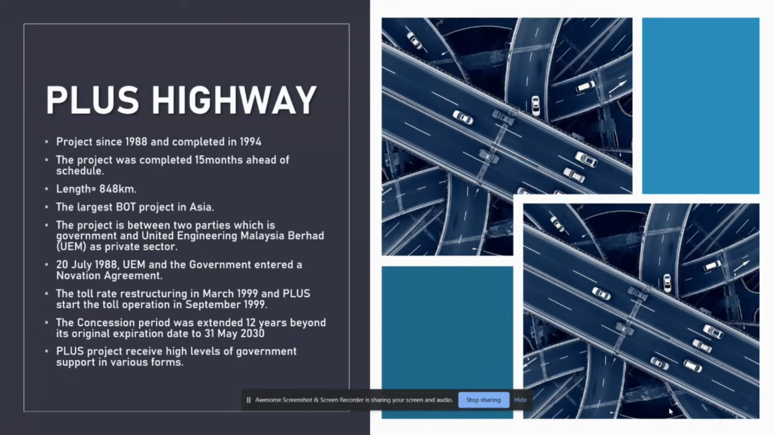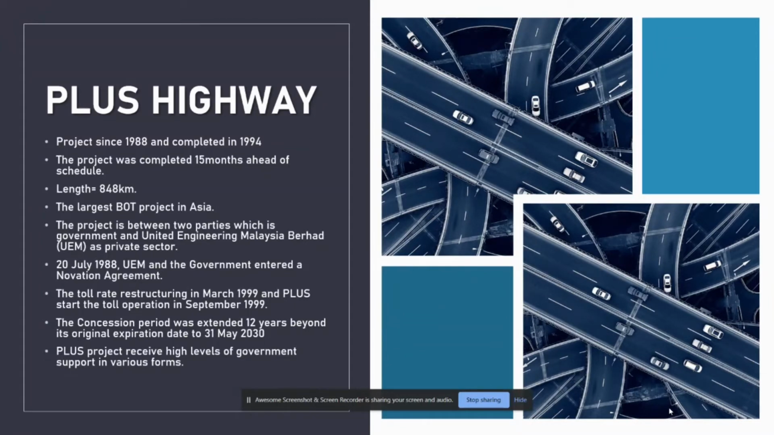The Plus Highway is actually the largest BOT project in Asia. There are two parties involved in the contract, which are the government and the United Engineering Malaysia Berhad, also known as UEM, and the UEM is the private sector.